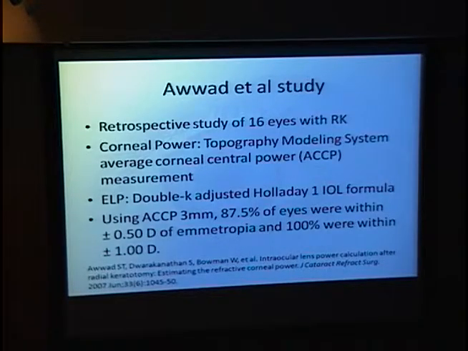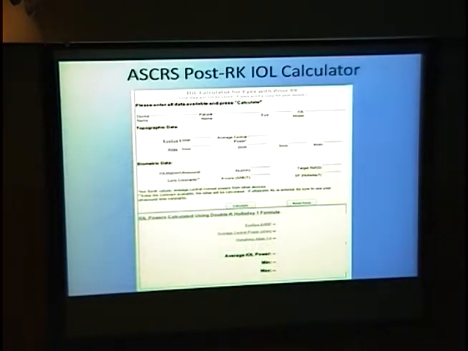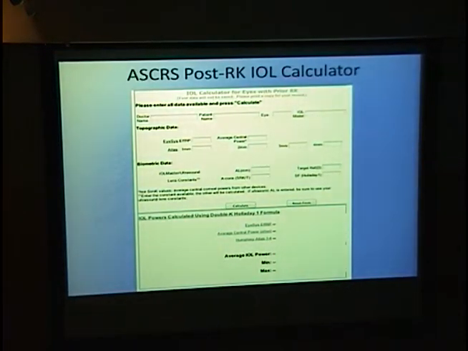And when we did our retrospective study, I thought we were going to get something similar. We didn't get quite those results. So what we wanted to do in a study I did with Dr. Moshfar is to assess the ASCRS post-RK IOL calculator from the American Society of Cataract and Refractive Surgeons. There's a nice article about the LASIK calculator that many are familiar with, and there hasn't been an article about this yet.